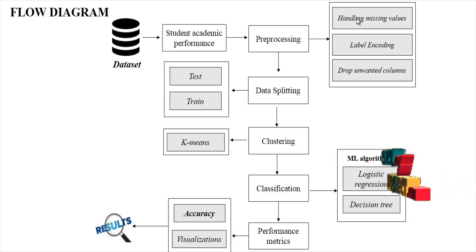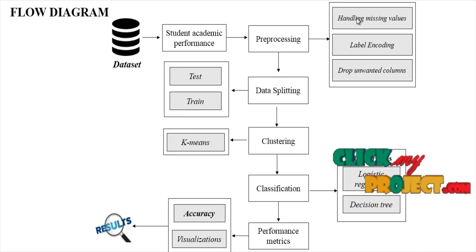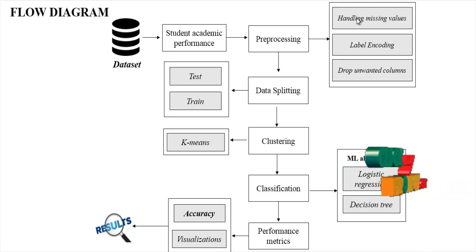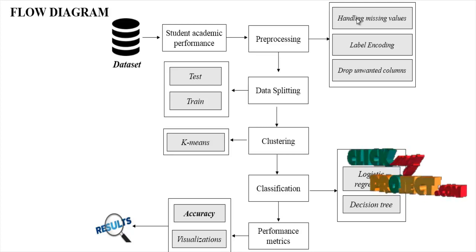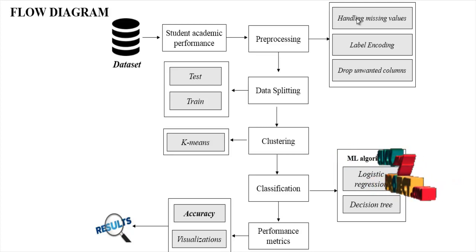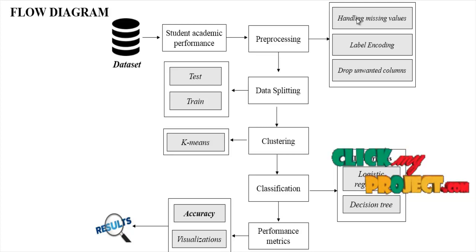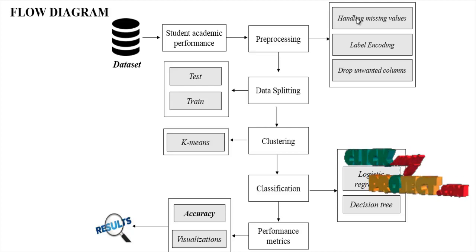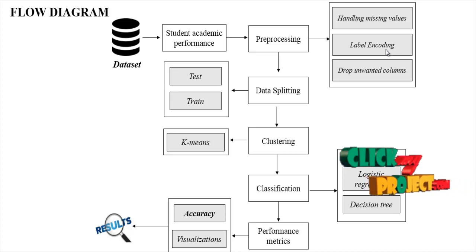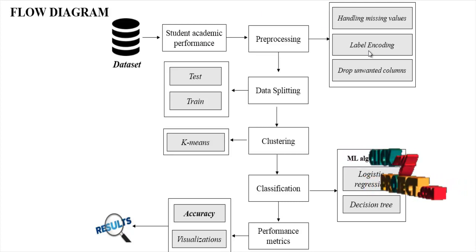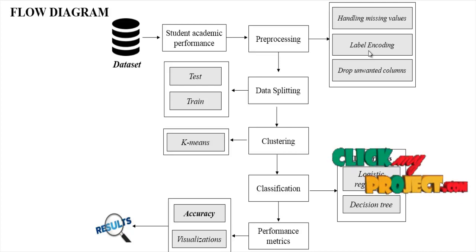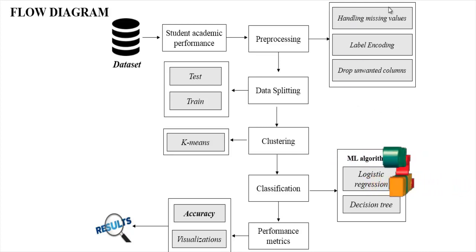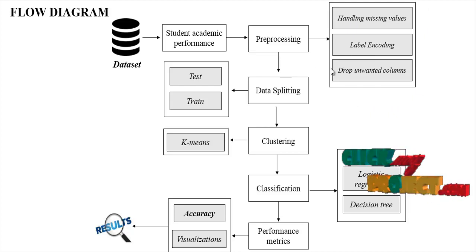Handling missing values means we check whether any missing values are present in our input dataset, because that means we have to remove wrong predictions. If missing values are present in our dataset, we replace them with zeros or null values. Then label encoding: we encode the data into labels, that is, numeric values. Then we drop unwanted columns because they are not required for our process.